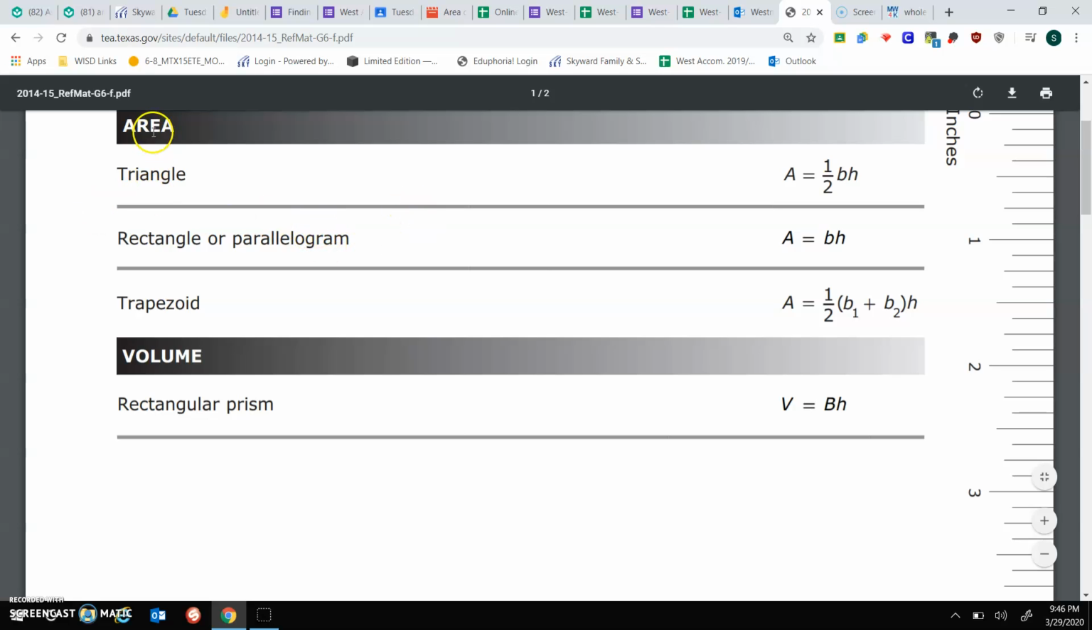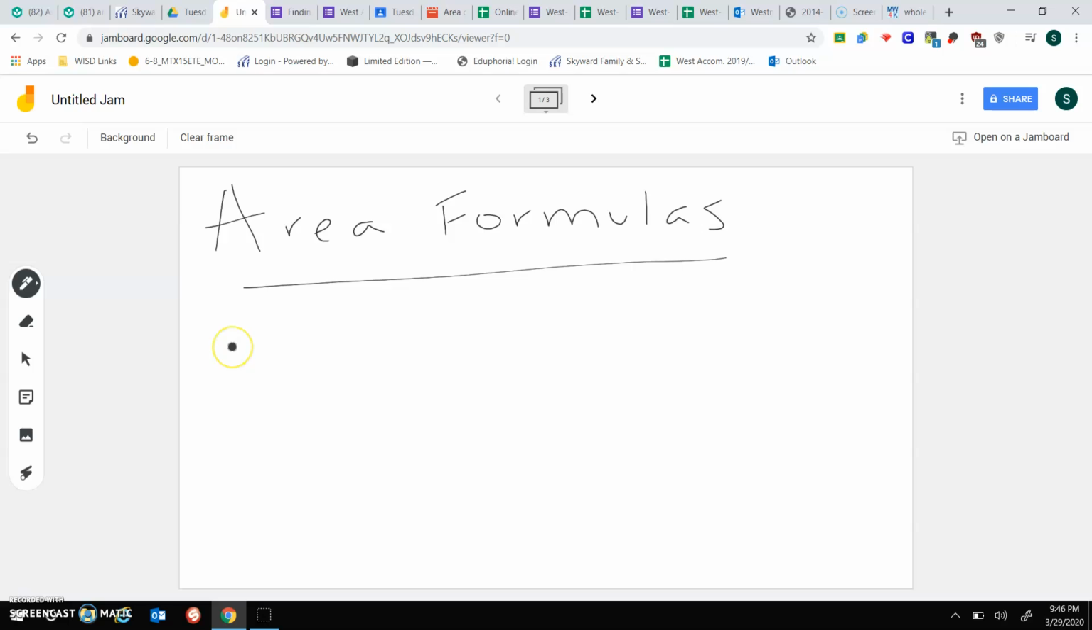Here's your formula chart. It tells you area at the top, an area of a triangle, a parallelogram, and a trapezoid. And those are the three shapes that we have learned. There's more you'll learn for next year, but these are the three that we're going to cover in 6th grade. So I'm going to go ahead and write down these formulas.